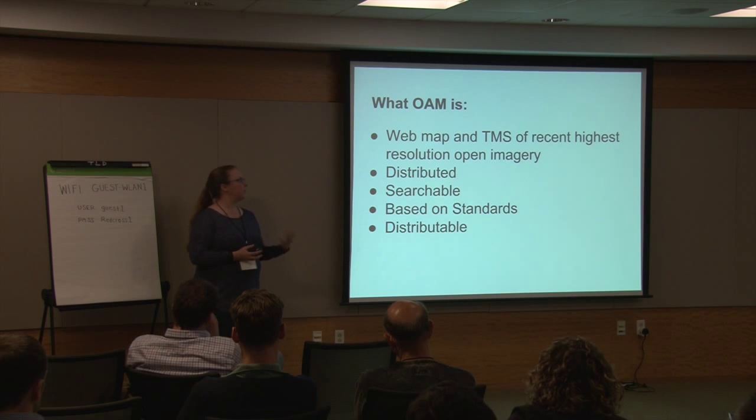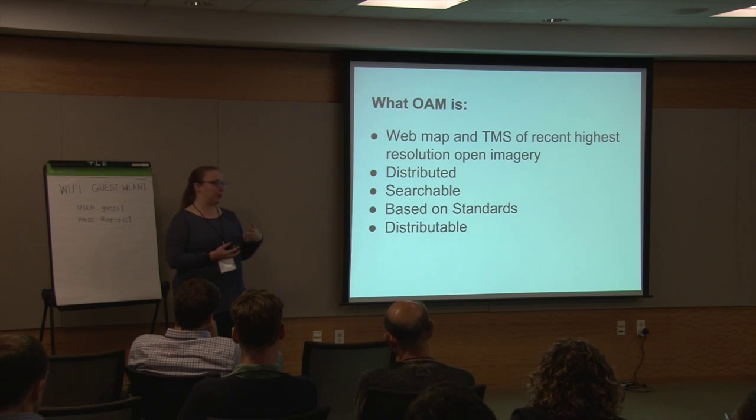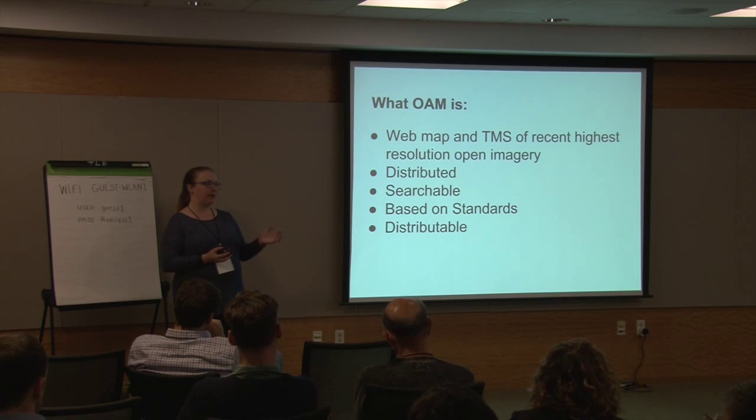So we thought it's very important to define what OAM is, because when you say OpenAerialMap, that means a lot of things to a lot of different people. So we believe it's a web map and a tile service of the most recent, highest resolution open imagery. Key is open. There's lots of imagery you can go look at in Google Earth, for example, or on most commercial mapping applications, but it's not open. You can't do things like tracing off of that imagery freely.